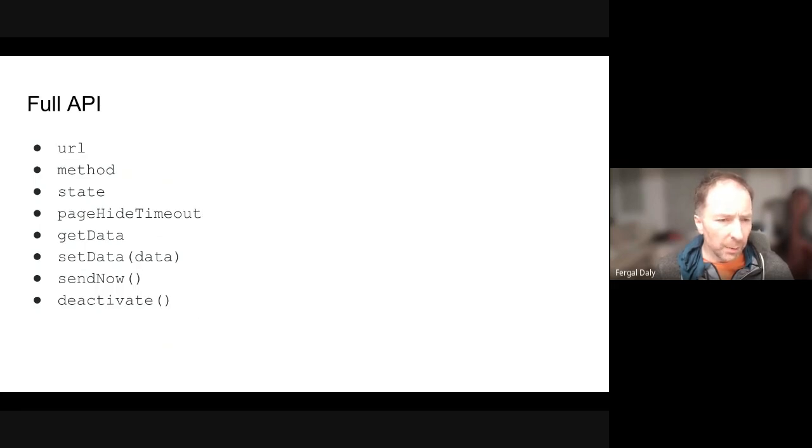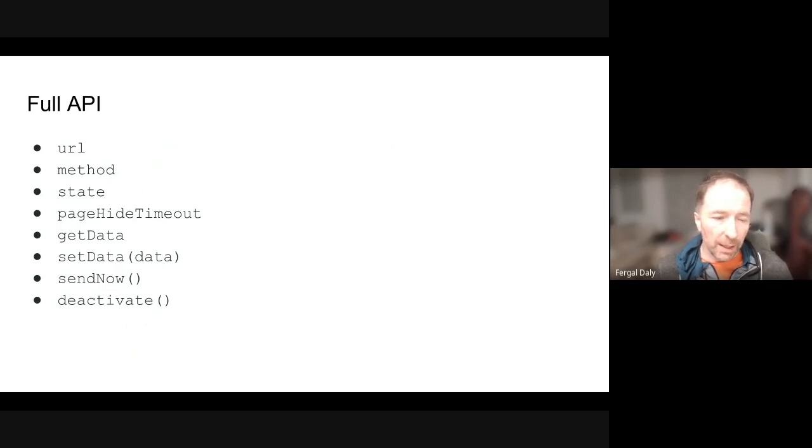Some attributes here: URL, method, like get or post. State tells you whether the beacon has been sent or is sending or has failed. The reason why we have a state is because we've also added this page hide timeout. Page hide timeout says, actually, I want you to send this beacon at the end of the page when the page is gone, or this many seconds after page hide.